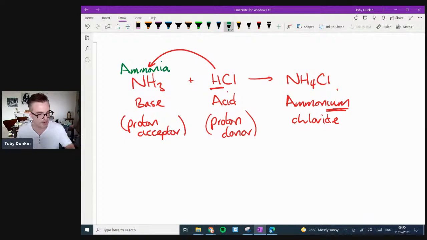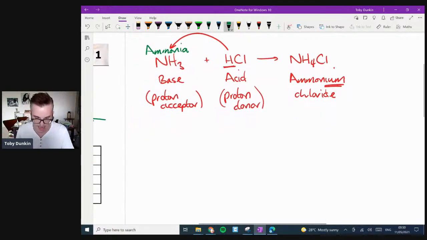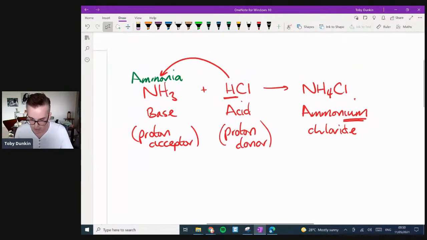I cannot stress that's one of the things that you learn, which is so important at GCSE, because it carries all the way through your chemistry careers. Ammonia is NH3 and ammonium is NH4+.